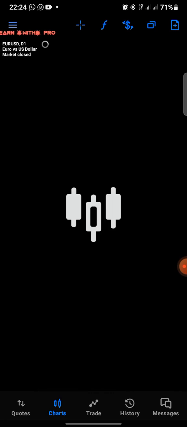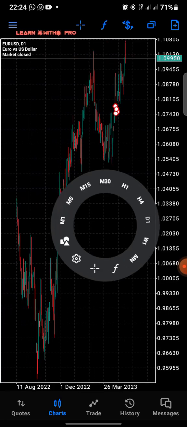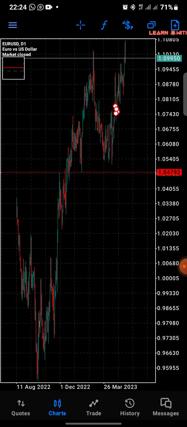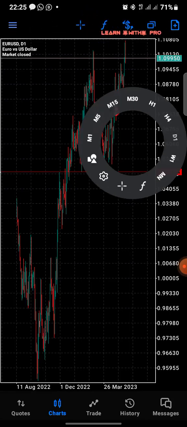So you must be able to know how to navigate your forex with support and resistance lines. It's very, very important. You can see, this was a previous support line. See, price did not get there, but price got to here.